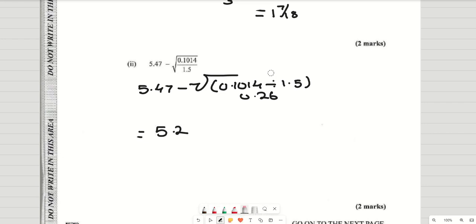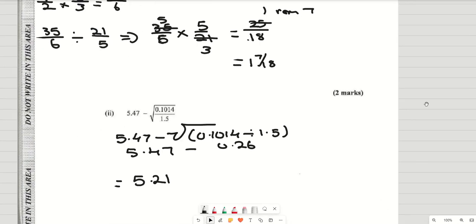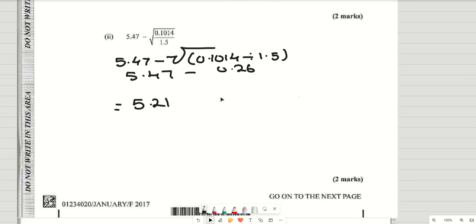Right? And then we have 5.47 minus 0.26, which is 5.21. Right? And that would be your answer. So you could always just do this to show some sort of working instead of just using the calculator, right? But again, you can always just use the calculator, because they said use the calculator otherwise. So that's how you would do this question.